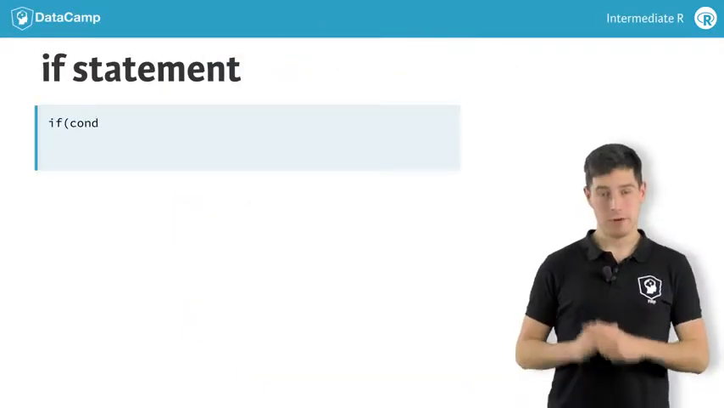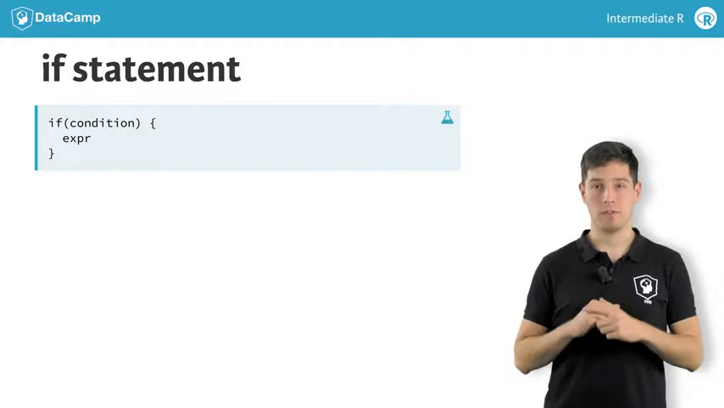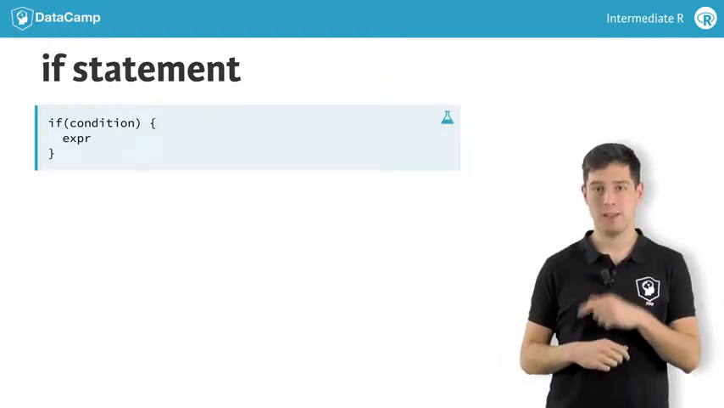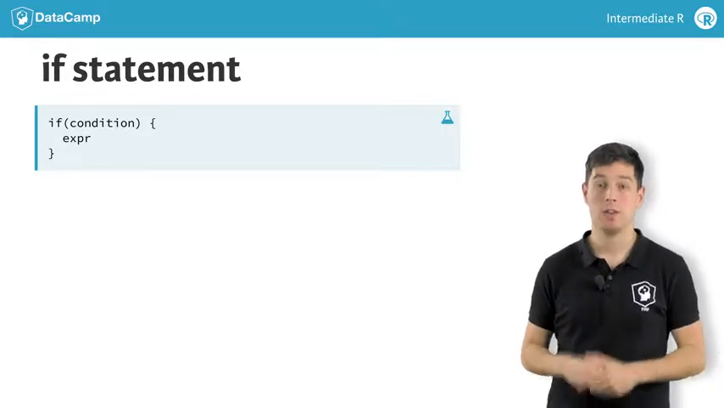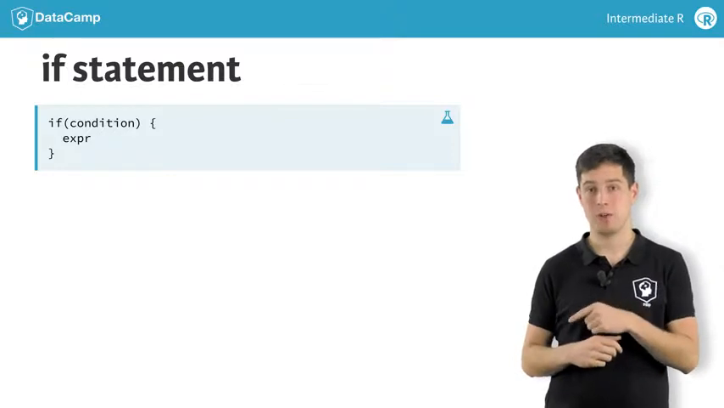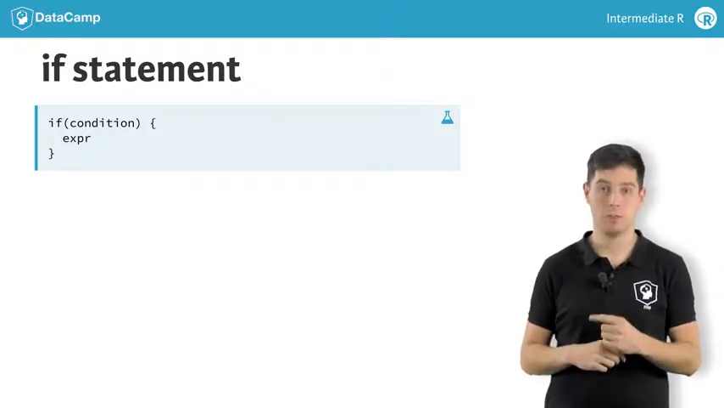Have a look at the recipe for the if statement. The if statement takes a condition. If the condition evaluates to true, the R code associated with the if statement is executed. The condition to check appears inside parentheses, while the R code that has to be executed if the condition is true follows in curly brackets.